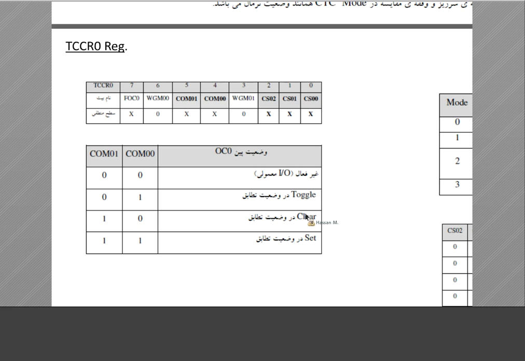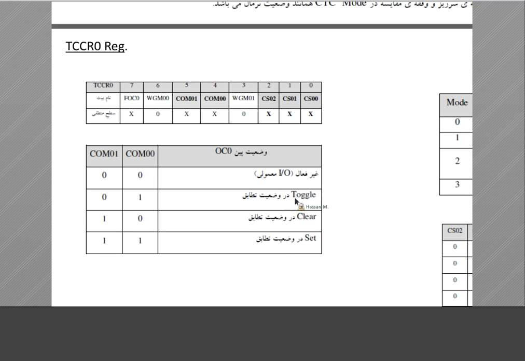To clear on compare match: for example, when compare match occurred, we clear the OC. OC is 0. And this time, set the OC on compare match. Okay, on compare match. We use these two items lower.